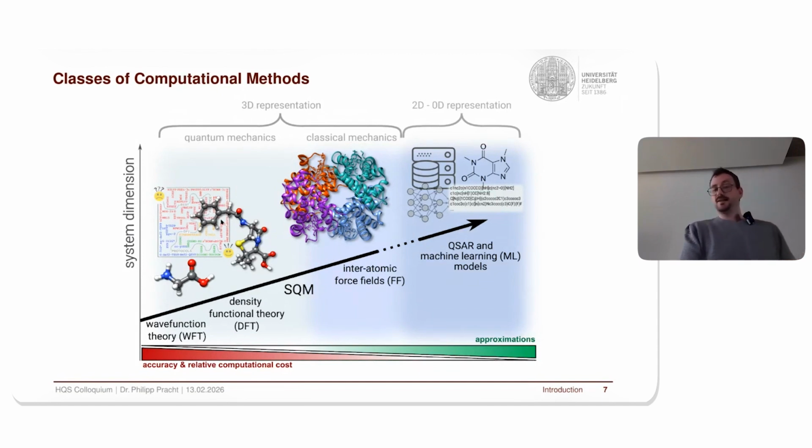DFT can describe some larger systems. If you discard the quantum mechanical picture, so the electronic picture as a whole, you end up with interatomic force fields, which allow you to describe really large systems. Going even further beyond that, discarding even more physics, you arrive at some point at QSA and AI machine learning models. And right here in the middle between DFT and force field methods, we have basically chemoinformatics. Structure-activity relationship, quantitative structure-activity relationship.